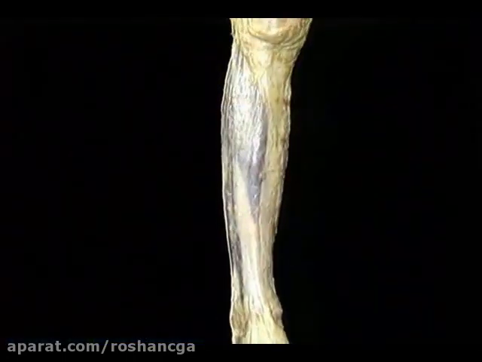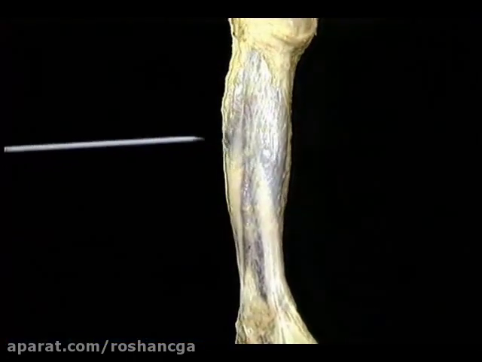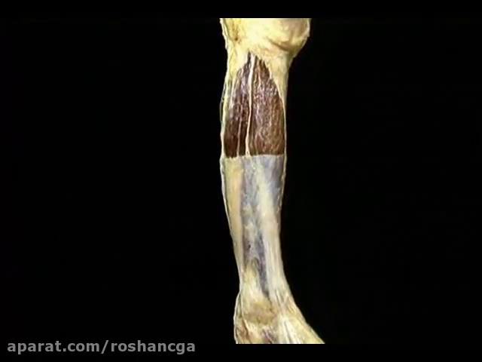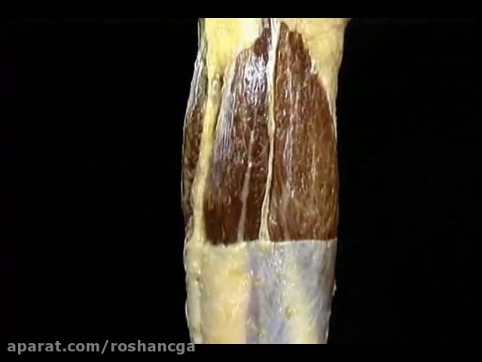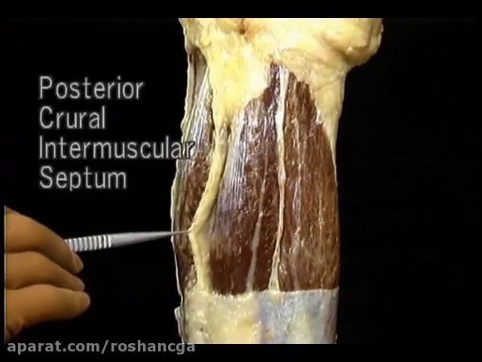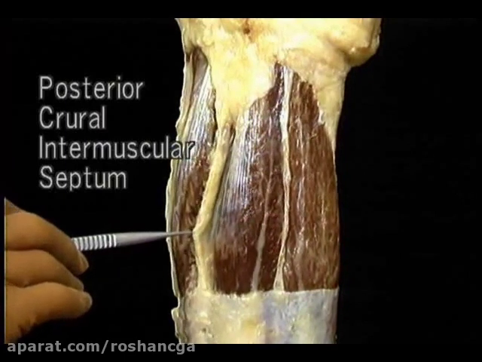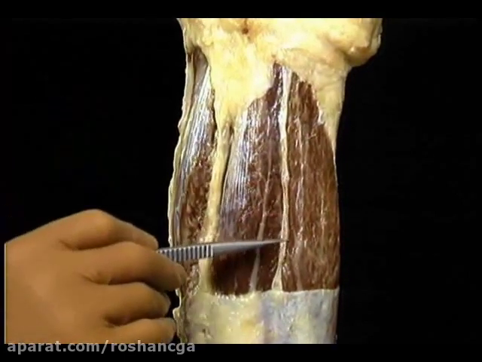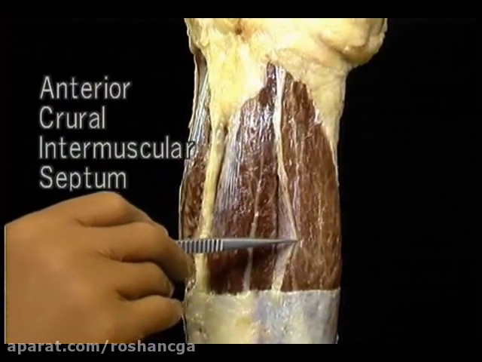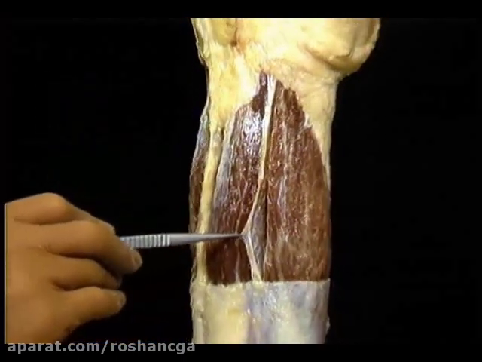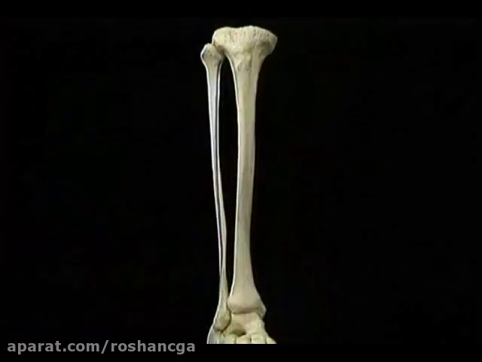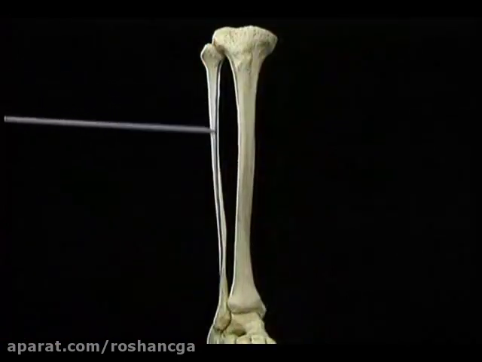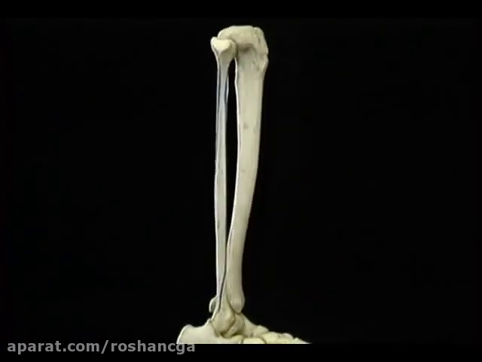The other two septa have cumbersome names. They're the anterior and the posterior crural intermuscular septa. To see them, we'll remove the investing deep fascia down to here, exposing several muscles that we haven't met yet. We'll be meeting them soon. This is the posterior crural septum, lying just in front of the soleus muscle. This is the anterior crural septum. These two septa are attached to the fibula here and here.